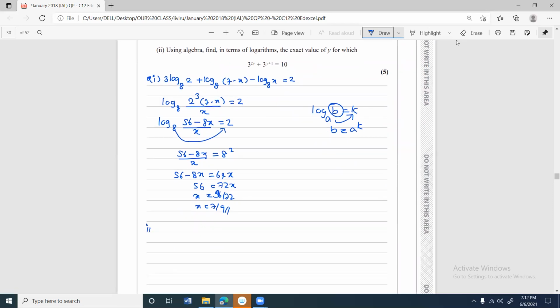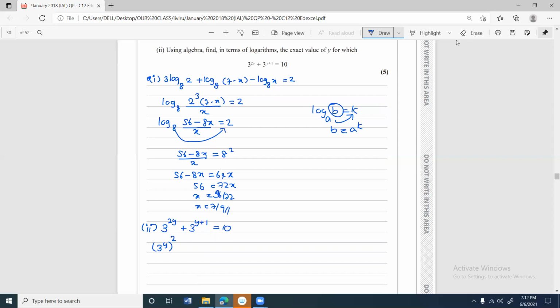Part 2 is using algebra to find the exact value of y for which this holds. This is a pretty cool question, because we had a lot of questions similar to this in our textbook. 3 to the power y plus 1 equals 10. Now you can see this is 3 to the power 2y. Can't I write it like this? Power of a power theory.